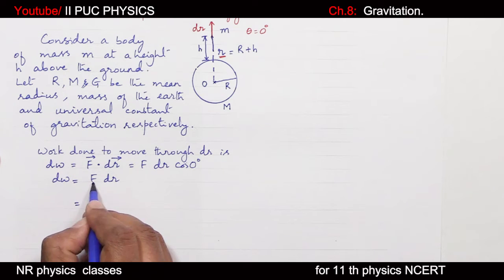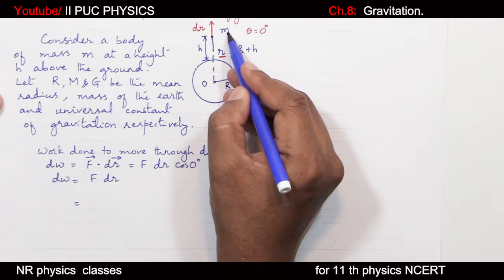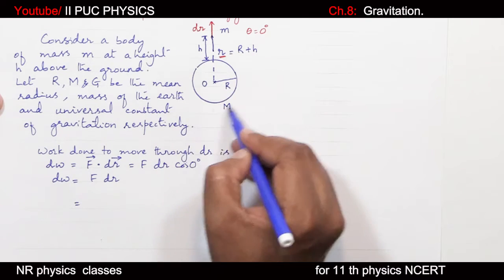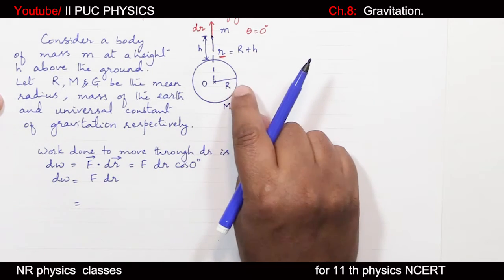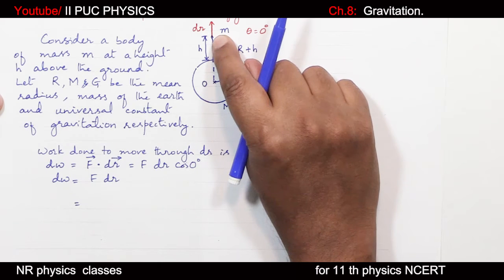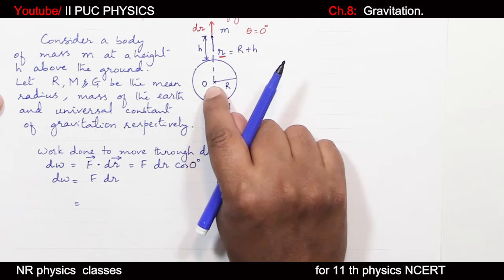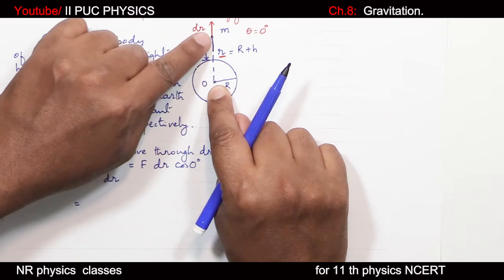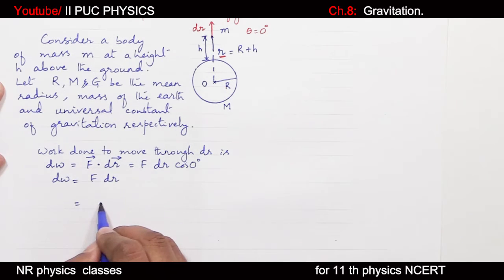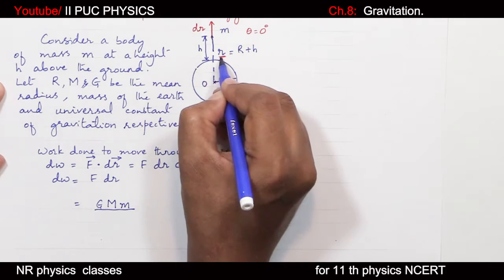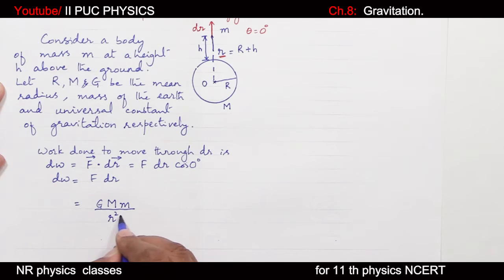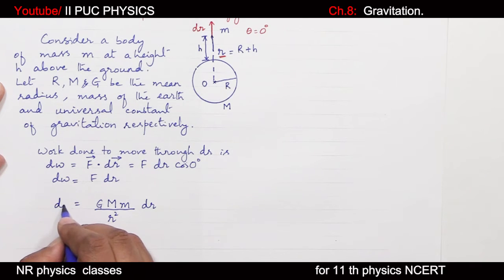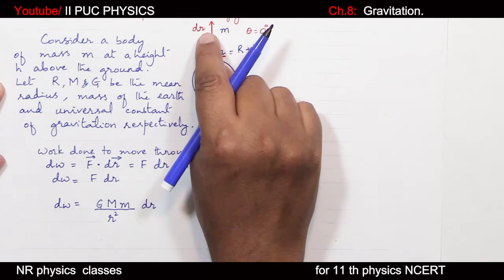equal to force of attraction between this point mass m and mass of the earth. Students, recall, we should consider distance from the center of the earth to mass m. Therefore it is G, mass of the earth M, mass of the object m, by distance between these two, small r square, into dr. So this is small work done for small displacement dr.